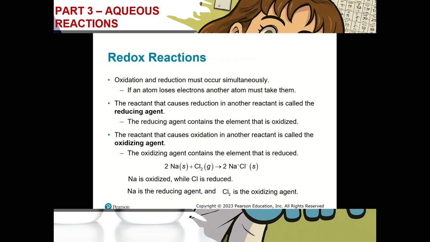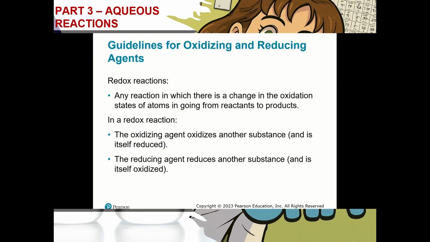Okay, so the reactant that causes reduction in another reactant is called the reducing agent, while the one that is causing oxidation in another reactant is called the oxidizing agent. So in this case, sodium is oxidized while chlorine is reduced. So sodium is the reducing agent and the chlorine is the oxidizing agent. Good? So any reaction in which there is a change in the oxidation states of atoms going from reactants to products, that's a redox reaction.